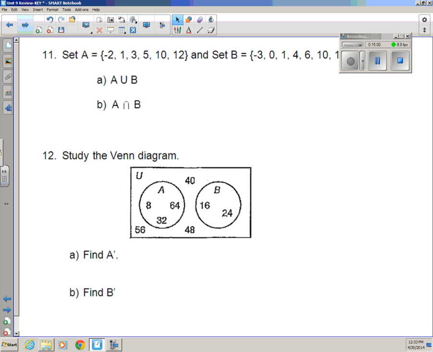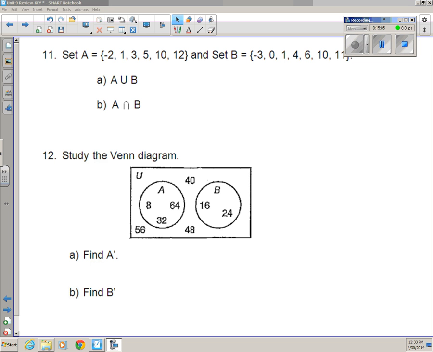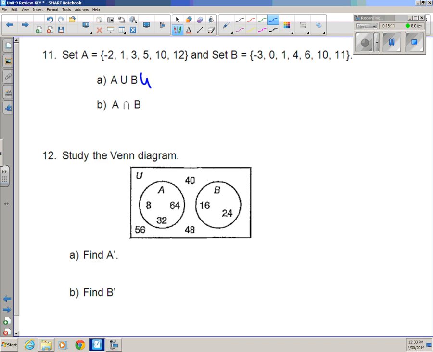Set A, those are your numbers. Set B, those are your numbers. If you want to have the A union B, it's the union. It's the marriage of the two.